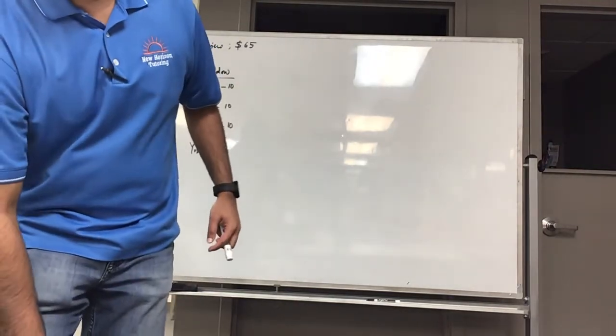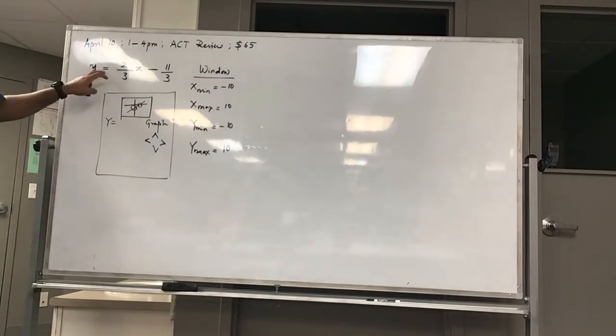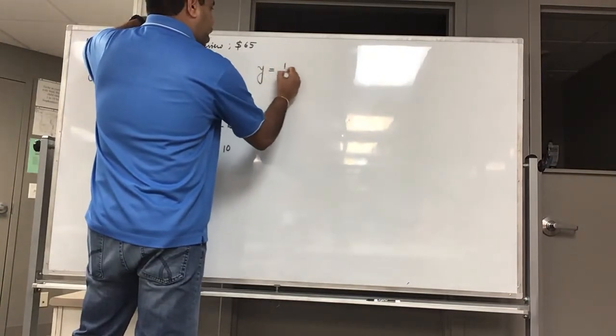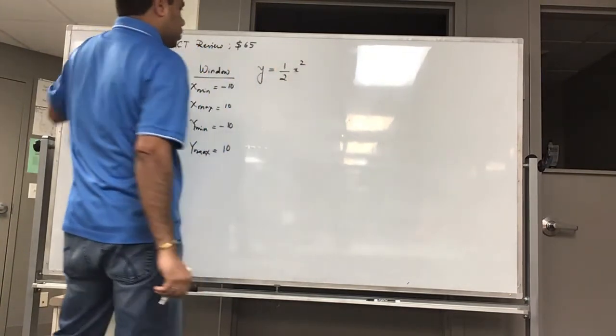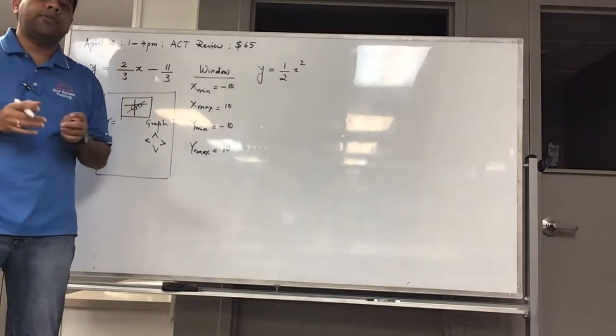Sounds good? Now let's do the next problem as a part of practice. Go back and clean this one, the y one, and now the second one I want you to practice is y is equal to half x squared. Fraction should always be in parentheses. Play it safe.